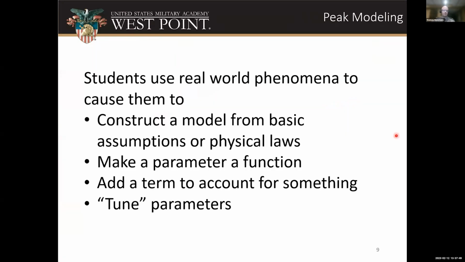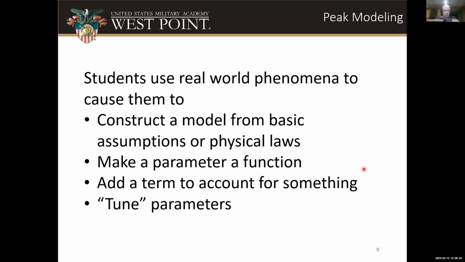So I'm going to call this thing that we've reached at the end of our course, maybe for a first semester student, peak modeling. The idea is this is the end point of the semester and what I would like them to be able to get to by the end. I'd like them to use real world phenomena to construct a model from basic physical laws. In comparison, that would be picking a model up from a textbook and just executing that. So we force them to get away from, or at least make some modifications from, the textbooks.